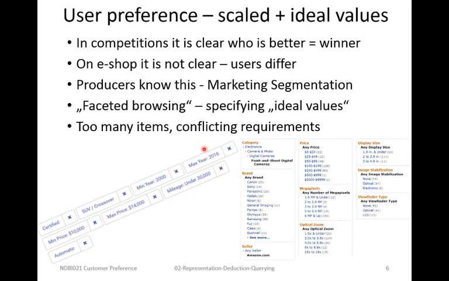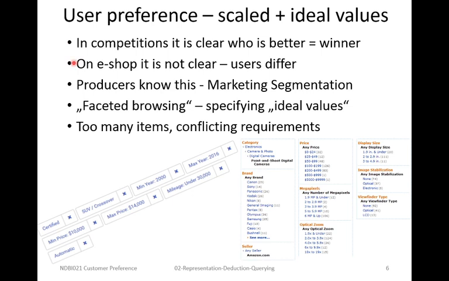Well, so what can we say so far about user or customer preferences? In any case, they are scaled, and they are about ideal values of these objects. So definitely it is a competition. Who will win, be a winner, and you buy the item.